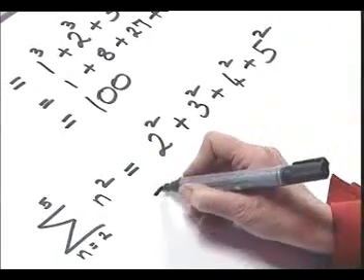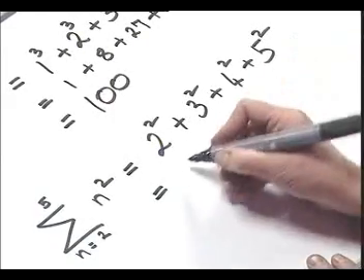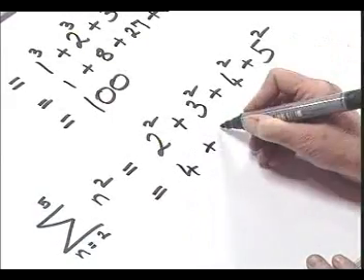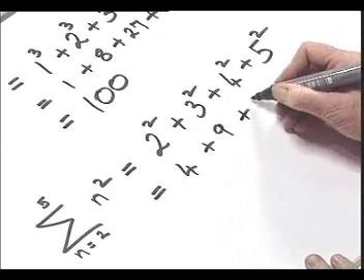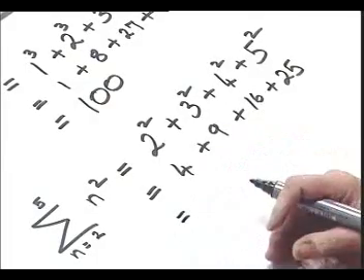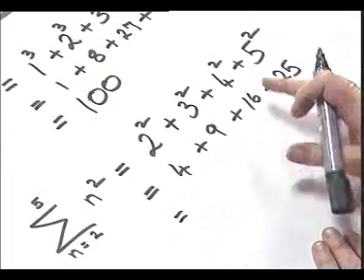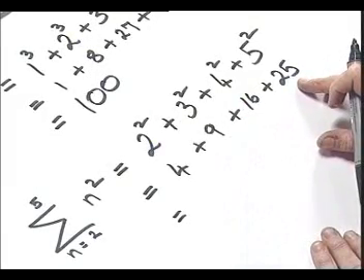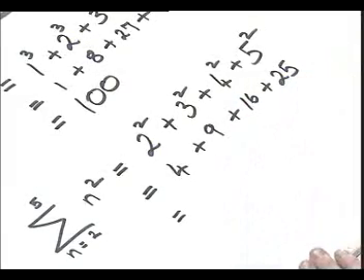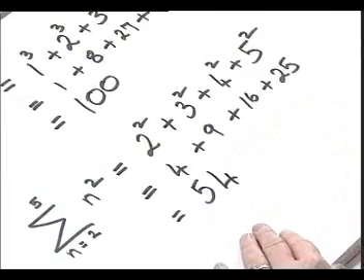And all we have to do now is square these out and add them together. 2 squared is 4, 3 squared is 9, 4 squared is 16, and 5 squared is 25. And we can add these very simply. 4 and 16 is 20, 9 and 25 is 34, 20 and 34 is 54. What could be simpler?